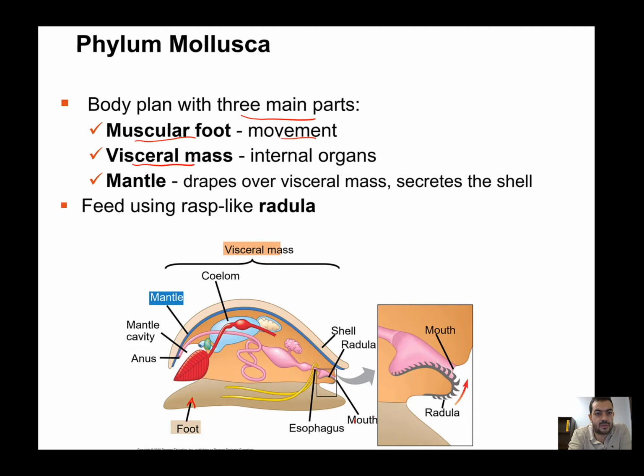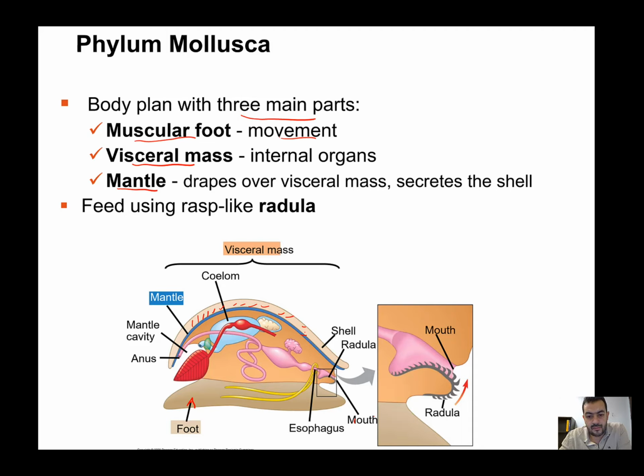Then we have what is known as the mantle, which is shown here in blue. So this mantle secretes the shell. Remember, most of them are covered by a hard shell. So this blue structure, the mantle, will secrete the material that produces the hard shell of the organism.